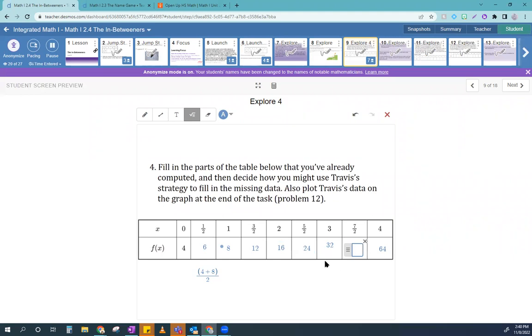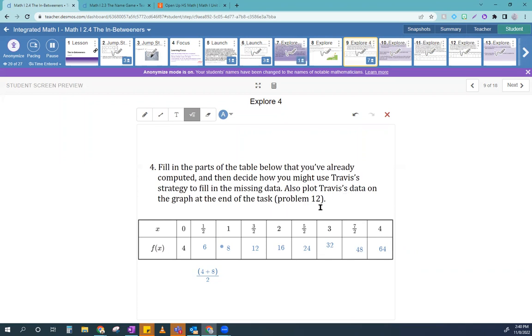Oh man, help me. Help me, someone. 32 plus 64 is 96 divided by 2. So that's 48, right? Is that right, someone? Okay. So then we did it.